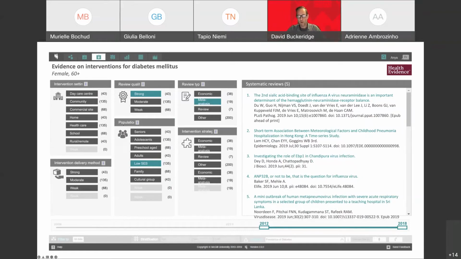So in the background, we've already gone and searched and found these systematic reviews that are relevant to older adults who have diabetes. And we've given a number of ways that the person can then further filter. So they can filter by, I only want strong reviews, low SES, or other characteristics that they understand about that population. And that will further limit the systematic reviews of interventions. If they're interested in one of these interventions, they can click on that.